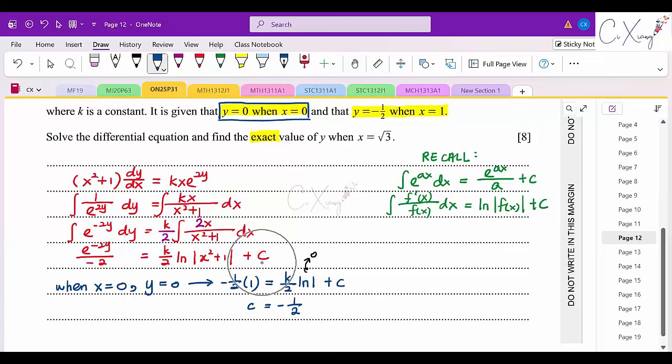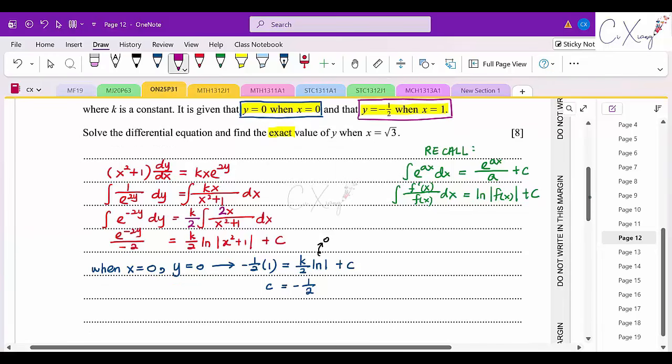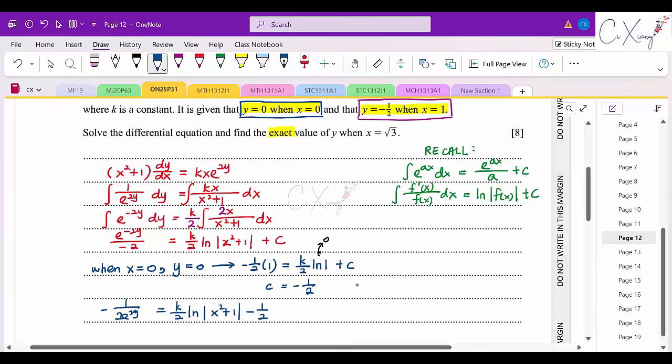So we successfully get the value of c, and now we need to continue and get the value for k. How can we get the value of k? Again, we are going to use the second piece of information where y equals negative half and x equals 1. So let's apply it in our equation. Before I start, I rewrite my equation again: negative 1 over 2 e power 2y equals k over 2 ln (x squared plus 1), then the plus c here is negative half, because you successfully got the value for c just now.